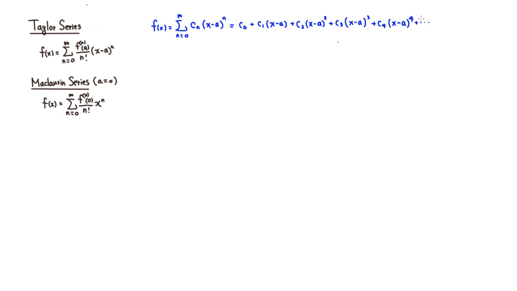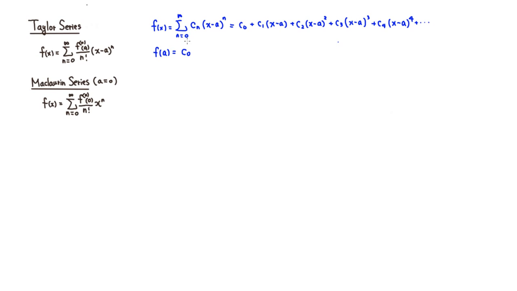So let's try to find C0. C0 is easy to find. All you have to do is plug x equals a into that expression, because from the second term on, every term has a factor of x minus a. So if you plug in x equals a, you get all zeros, and you get just C0. C0 is identical to f of a.